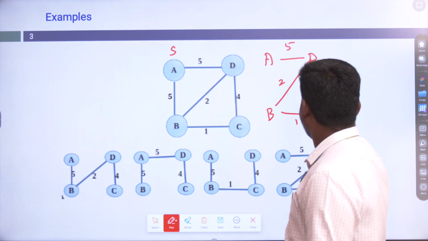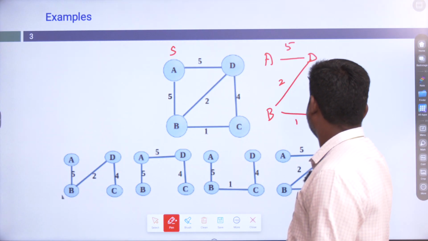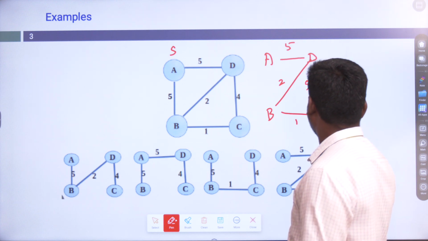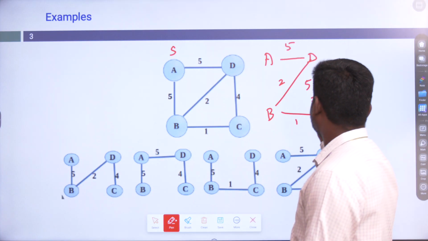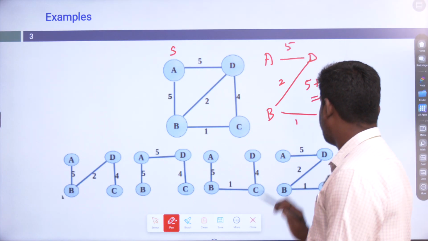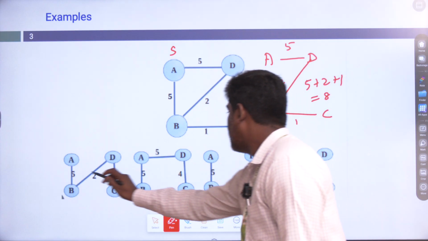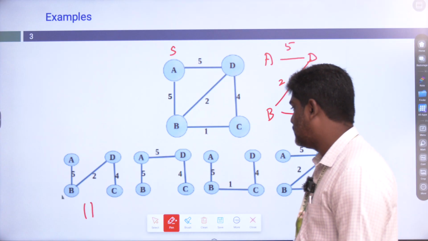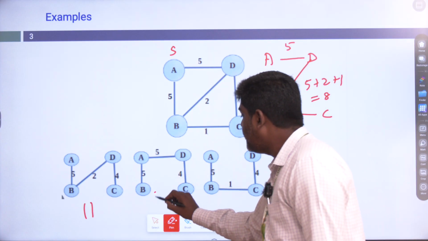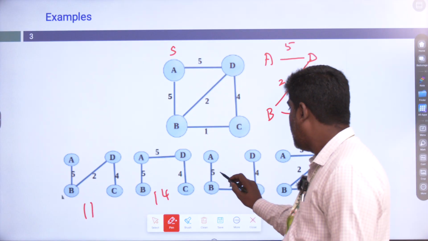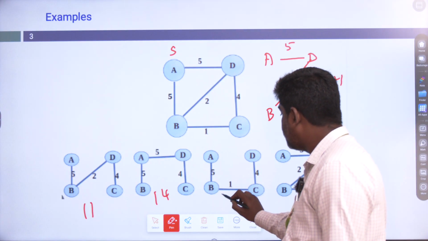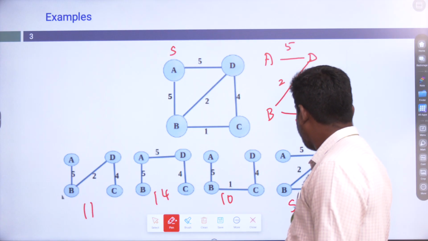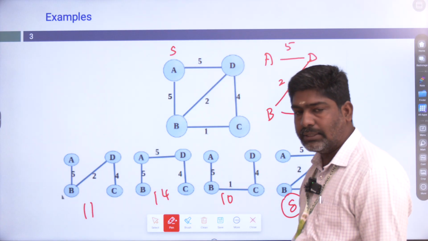Okay, so let me calculate the weight of these edges. 5 plus 2 plus 1 equal to 8. So the total cost of this traverse is 8. Okay, let me calculate the other possibilities. 5 plus 2, 7 plus 4, 11 for this possibility. 5, 10, 14 for this second possibility. 9 plus 1, 10 is the third possibility. Here 7, 8 is the fourth possibility.